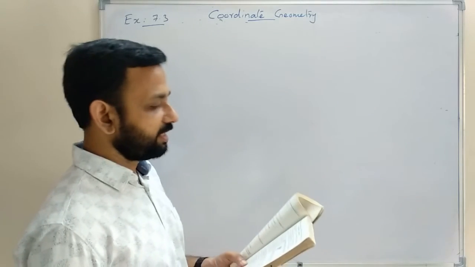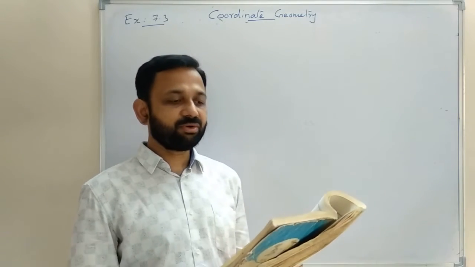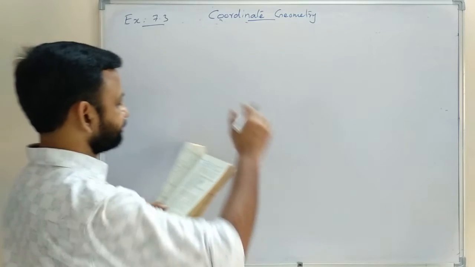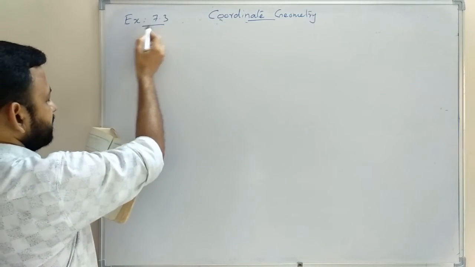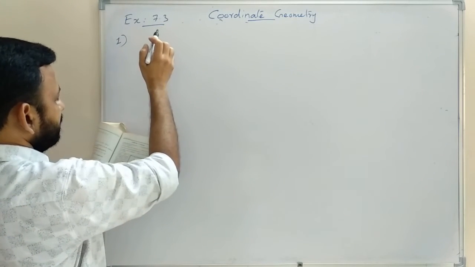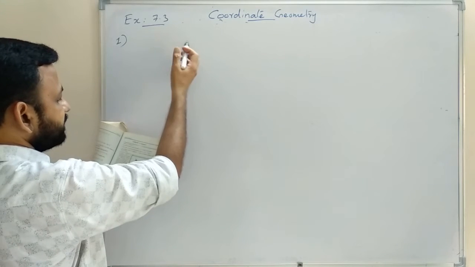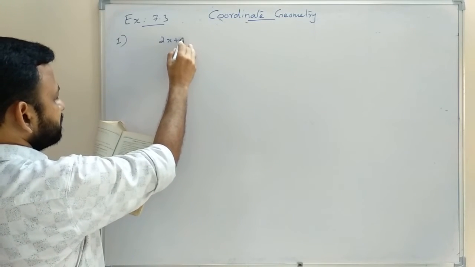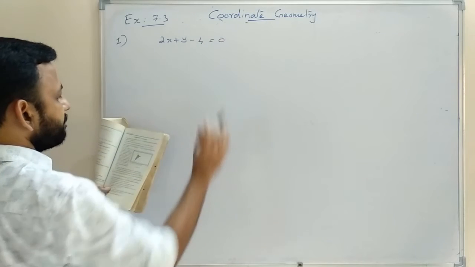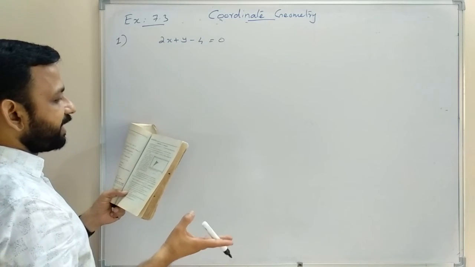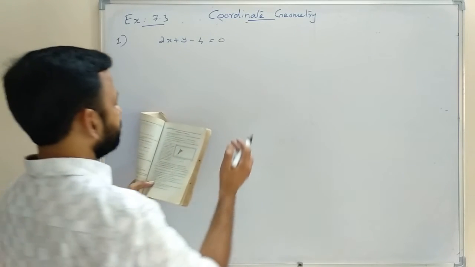Question number 1. Determine the ratio in which the line, optional exercise question number 1, determine the ratio in which the line 2x plus y minus 4 equal to 0 divides the line segment joining the points.